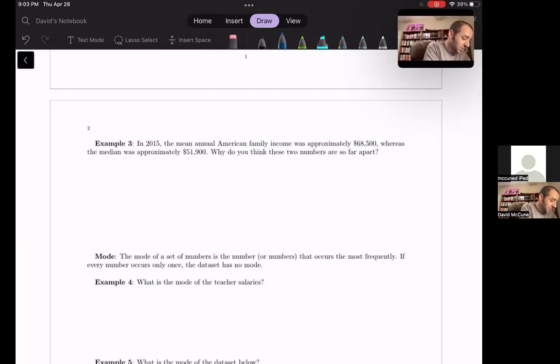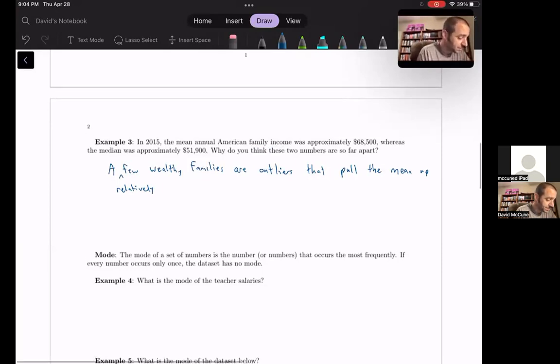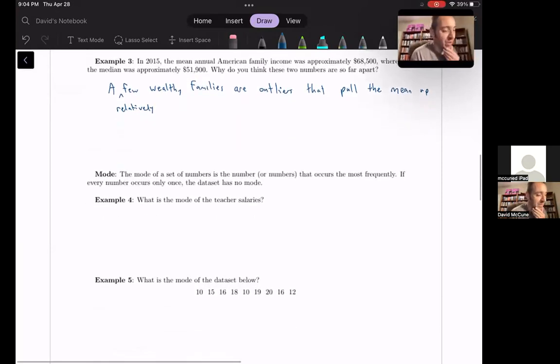But you can say something like this, relatively few wealthy families are outliers that pull the mean up. And again, this few might not be literally 5 families, but just relative to the rest of the data, relatively few wealthy families' incomes can now pull that mean up. Okay, so we've covered mean and median.